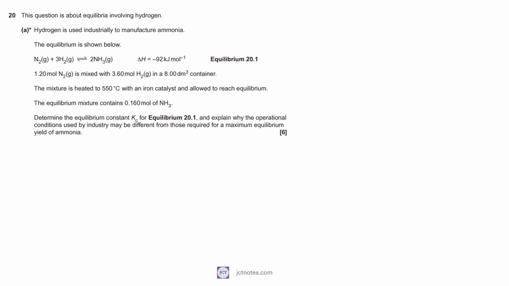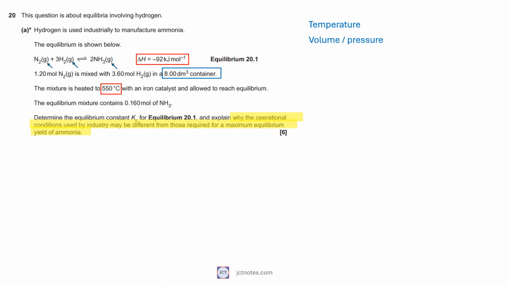To finish part A of question 20, we need to explain why the operational conditions used by industry may be different from those required for a maximum equilibrium yield of ammonia. We start by checking what operational conditions are given to elaborate the answer. We are given information about temperature and a negative enthalpy that indicates that it is an exothermic reaction. Therefore, we need to talk about temperature. We are given details about the volume and the species in the reaction are all gases. This indicates that we need to refer to the volume or the pressure. We finally have a mention of the catalyst. We need to address this topic in the answer.